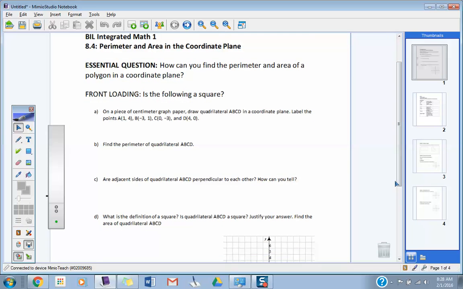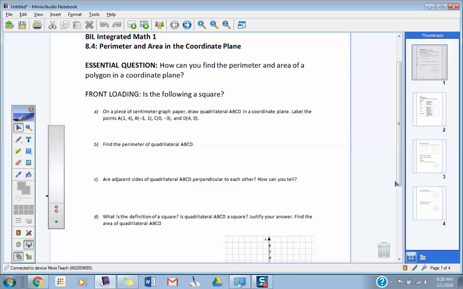There's a lot of stuff that we're going to have to recall from stuff that we've already done this year. The question we want to ask today, or try to at least attempt to answer, is how can you find the perimeter and the area of a polygon in a coordinate plane? You guys have a distance formula, right? It talks about finding the distance between 2 points, so don't lose sight of that from the last section. We're also going to have to recall some things about slope here in a bit, but let's take a look at this front-loaded question and see where we're headed with this.